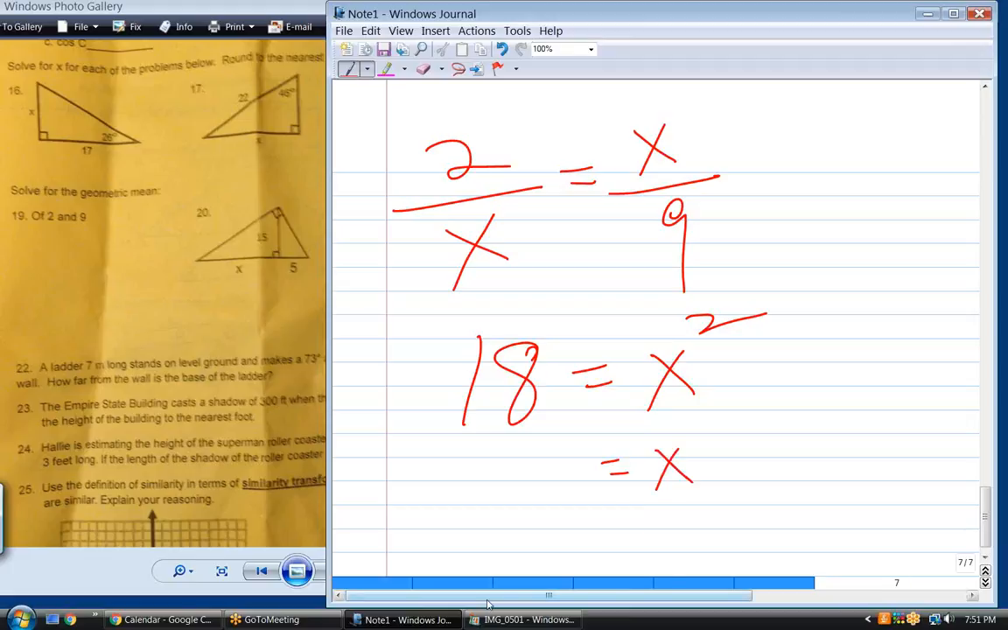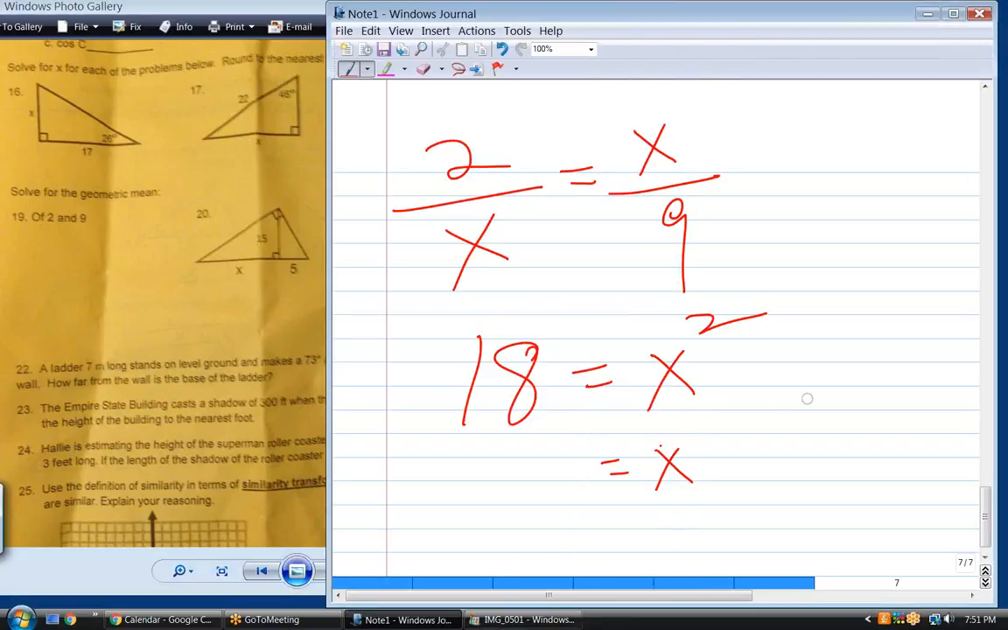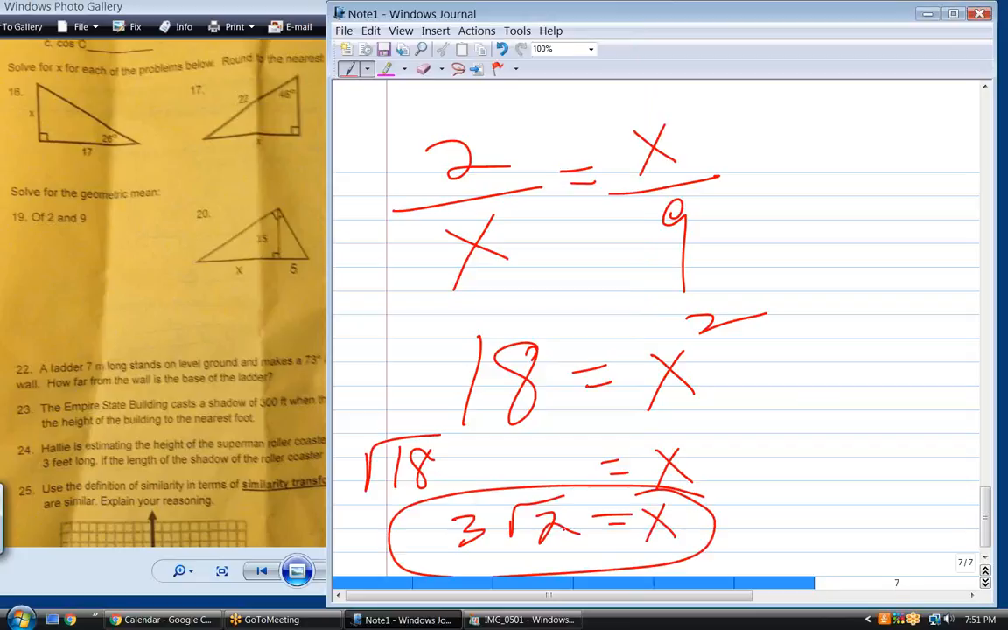The square root of both sides. Don't give it to me as a decimal. Would it be 3 root 2? Yeah, I wanted it. Very good. Square root of 18, which reduces to 3 root 2. So that's what the geometric mean is.